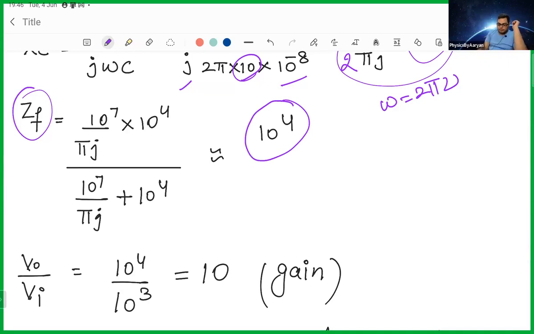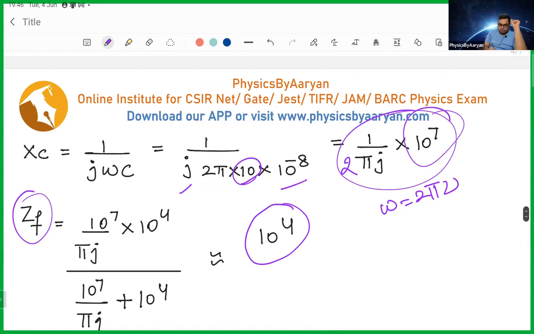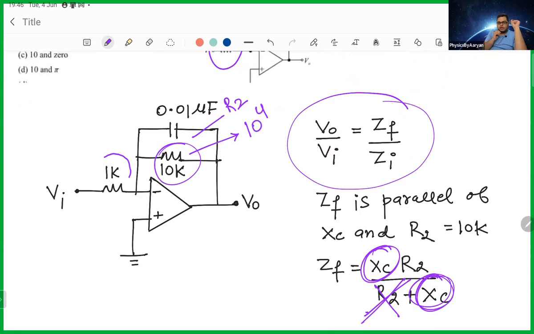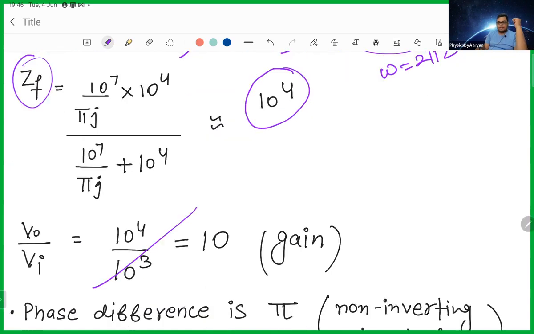Similarly, what is the impedance of the input circuit? The input circuit impedance is 1K, that is 10 to power 3. So 10 to power 4 divided by 10 to power 3 gives you 10. And that is defined as the gain. So your gain is 10.